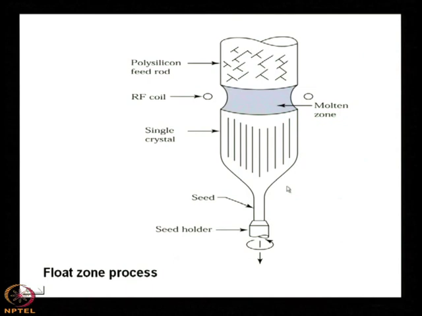So, due to the temperature gradient between the molten state and the solid liquid interface, it solidifies, that means the freezing effect is there, and the single crystal grows in this manner. So, at the end what will happen? The whole rod will become a single crystal because of this movement of the heating source, that means the molten zone is moved. So, that is why it is known as the floating zone. It is floating basically.